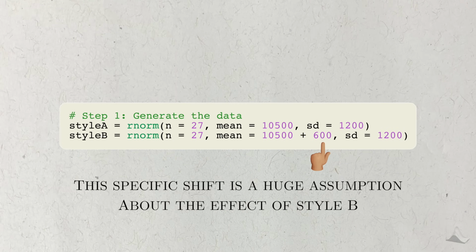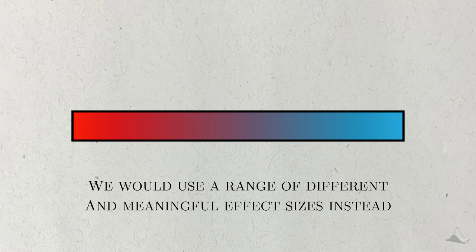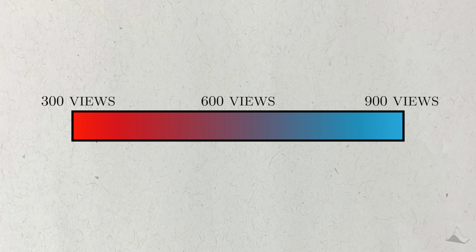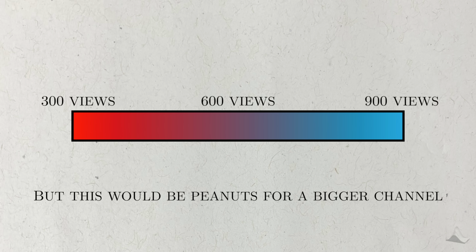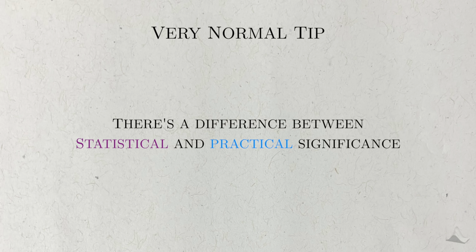Planning around a specific change in views is making a huge assumption about future data. In reality, we usually use a range of different and meaningful effect sizes that we would expect for our specific problem. I'm a small YouTube channel, so a 600 view improvement just for changing a thumbnail might be worth it for me, but these would be peanuts for a larger channel. There's a difference between statistical significance and practical significance, and you want to plan your simulations around the latter.